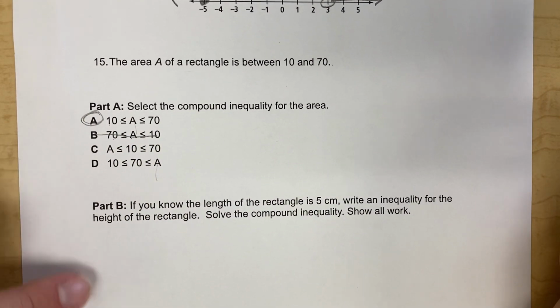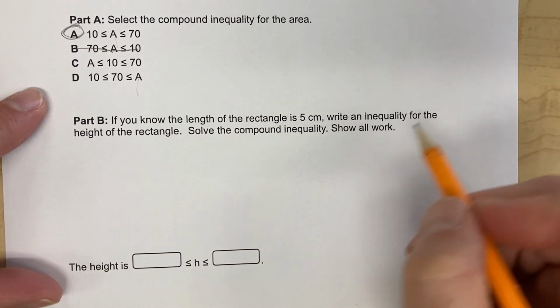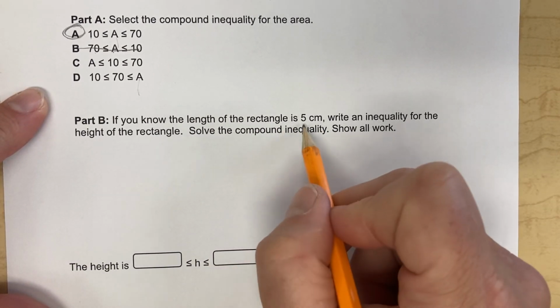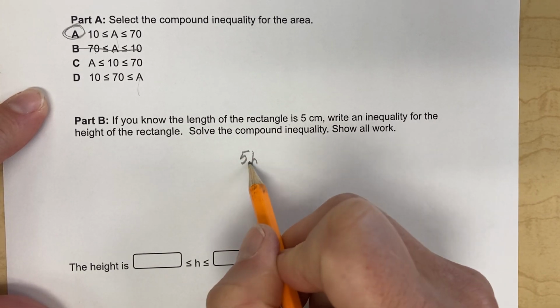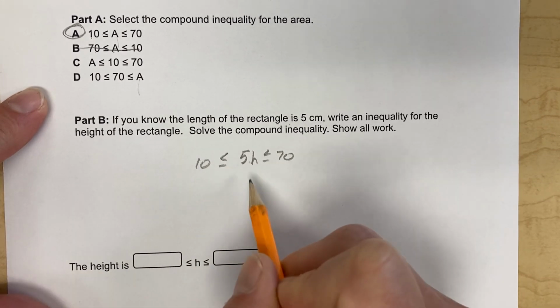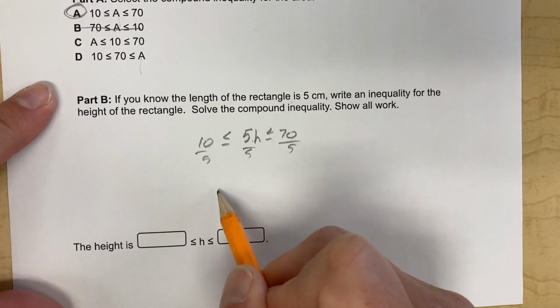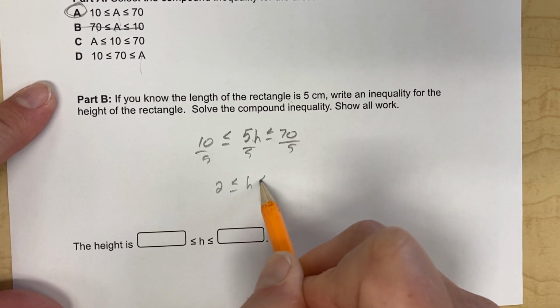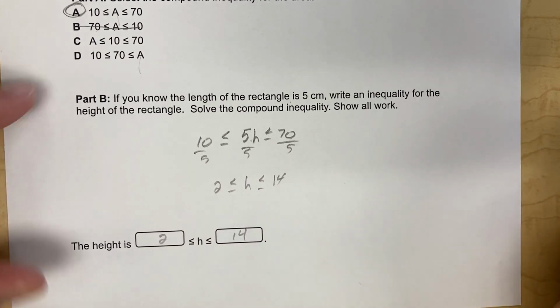Okay. And it says if you know the length of the rectangle is 5, write an inequality for the height of the rectangle. So we know area is length times height. So 5 times h is the area. That is between 10 and 70. So if we divide everybody by 5, we end up with 2 less than or equal to h less than or equal to 14. All right, those are our answers.